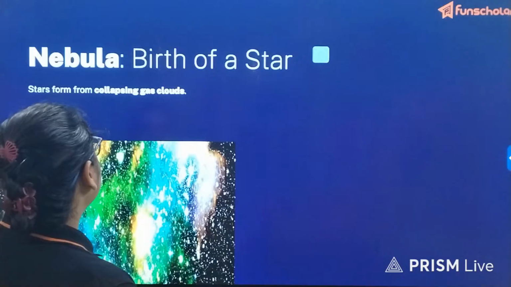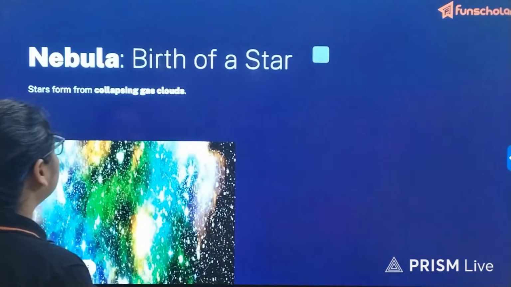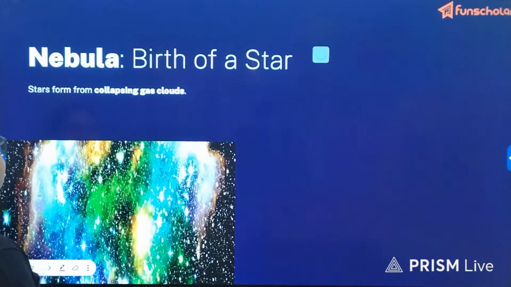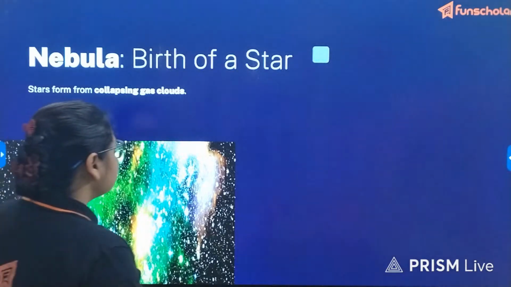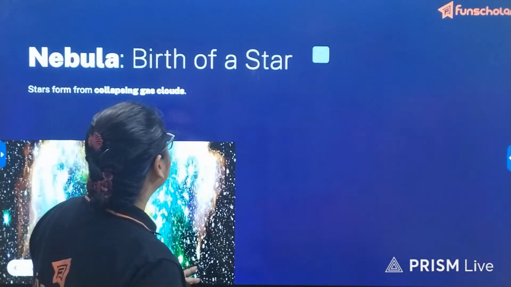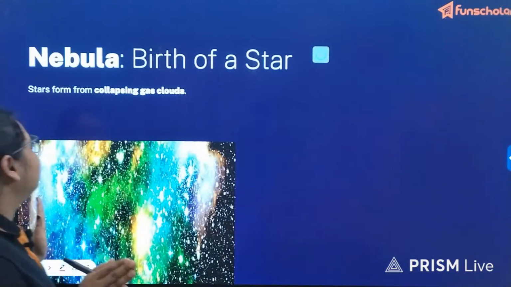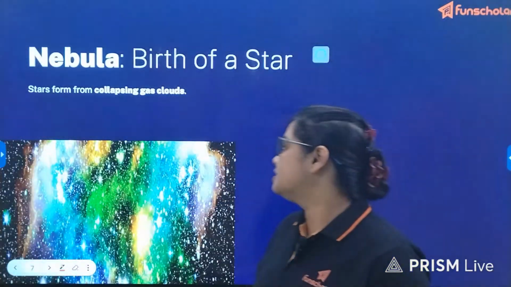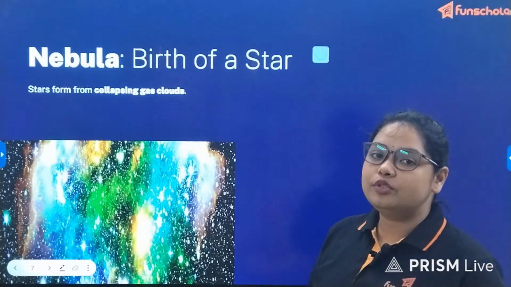Now nebula. Nebula is termed as the birth of a star. And what is this nebula? This is a collapsing gas cloud. So therefore, it is actually a large gas cloud from which it is believed that stars are born. When the nebula splits, then it is termed that stars are born. So this is the birth of a star.